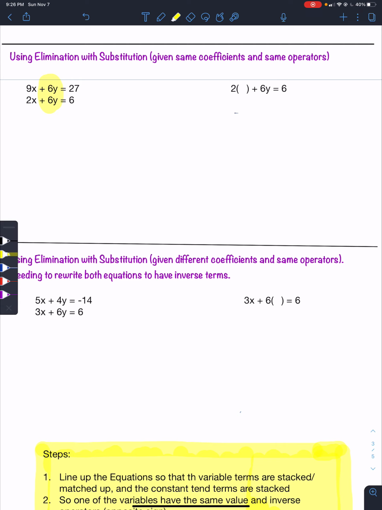Yes, I still need to change one of them, but I only need to change the operator. So instead of being a positive, I just need to make it a negative. So all I've got to do is multiply that entire equation by negative 1. So the first equation will stay the same. 9x plus 6y equals 27.